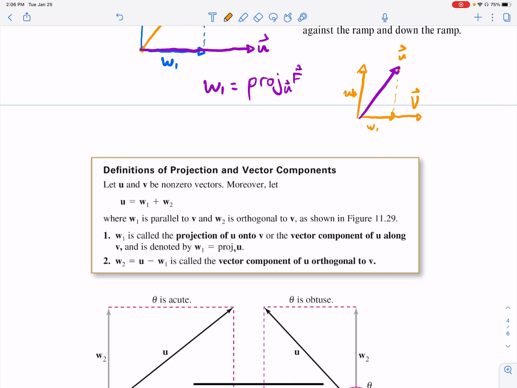The hardest part for me with the projection thing is remembering which one's which here. The projection of U onto V. I don't have any other way except you say U first. It's the biggest one. U is the vector that we're going to shine the light on down onto V. The big thing here that we can use is number 2 here, W2 equals U minus W1. So if I know the projection, W1, and that's the X, the horizontal component, it can be a Y component too, it depends how we look at it. And then W2 is the orthogonal.